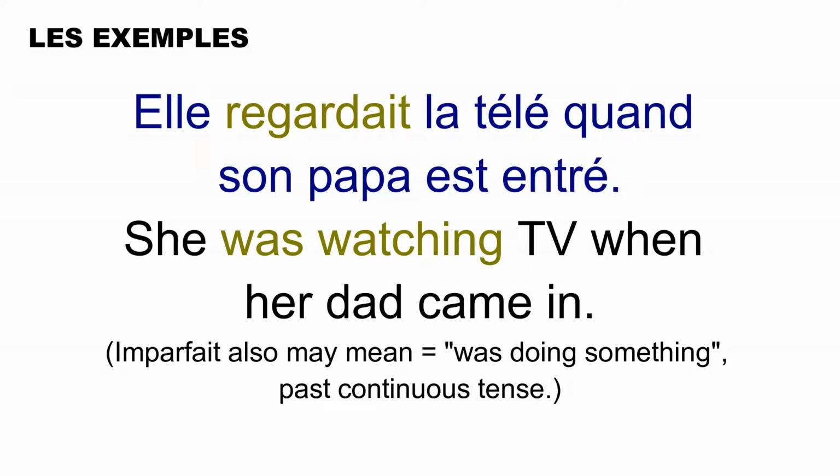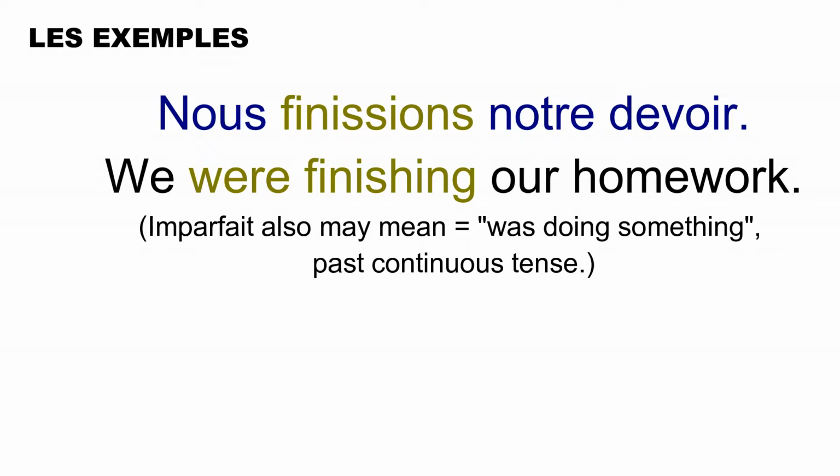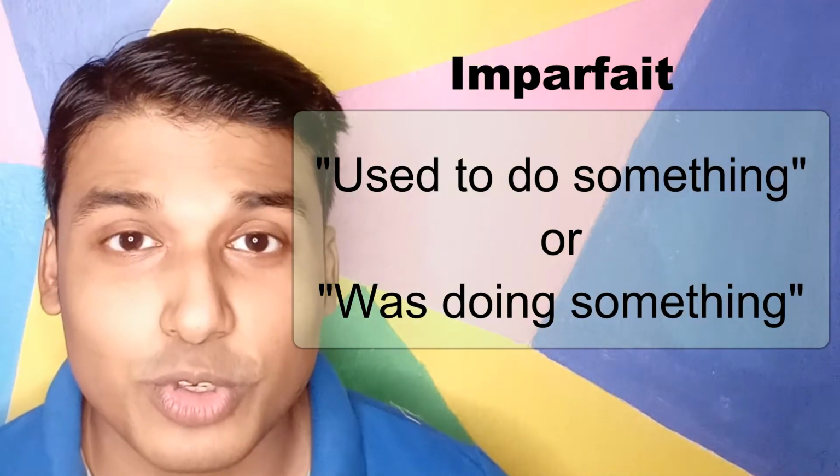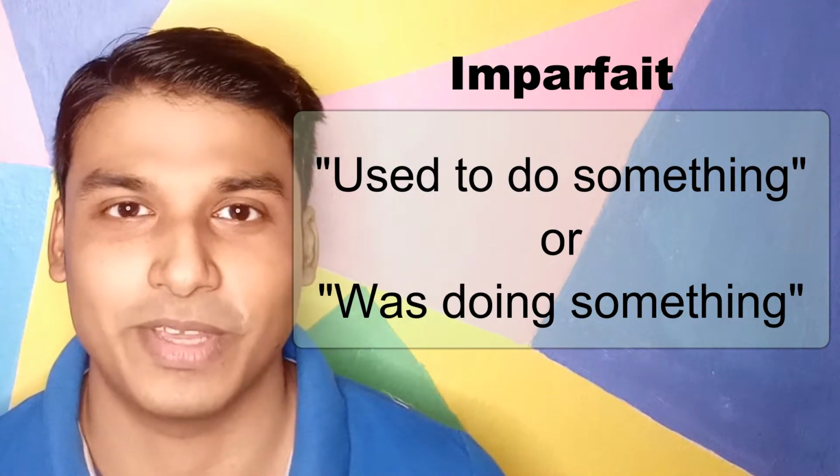Or imparfait can also be translated as past continuous in English, was doing something. Like, elle regardait la télé quand son papa est entré. She was watching TV when her dad entered. Nous finissions notre devoir. We were finishing our homeworks. Past continuous in English. So, imparfait means used to do something or was doing something in French.